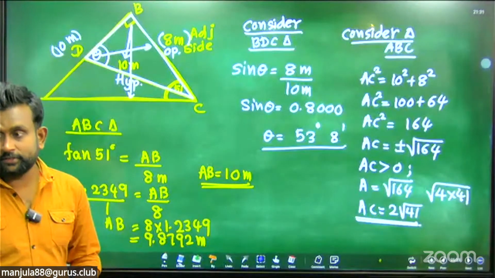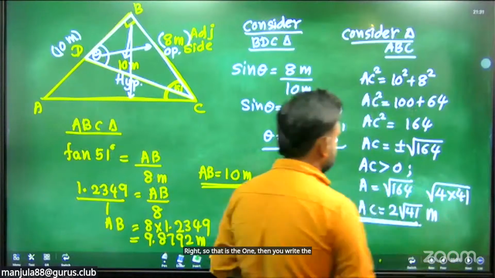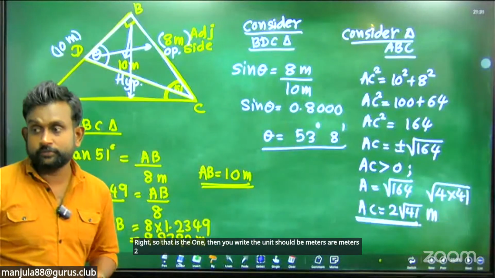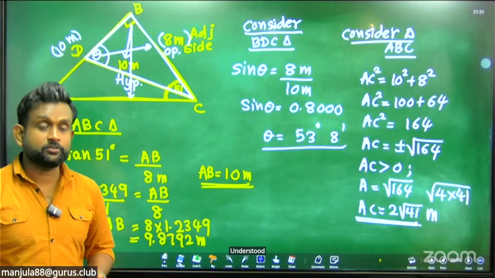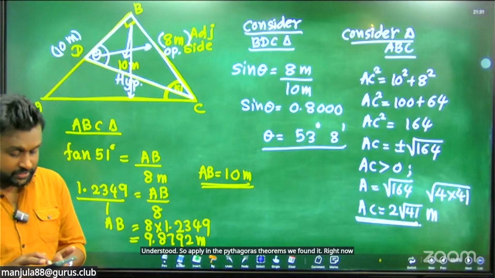Right, so that is the one. Then the unit should be meters: 2 root 41 meters. Understood? So applying the Pythagoras theorem, we found it. Right, now we will move to the second question.